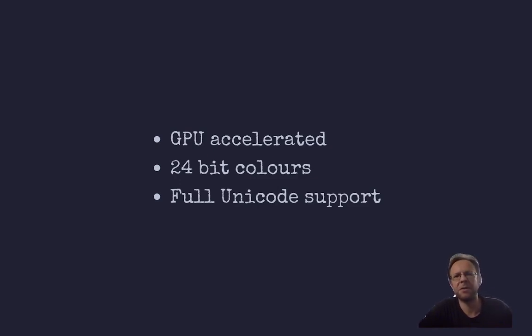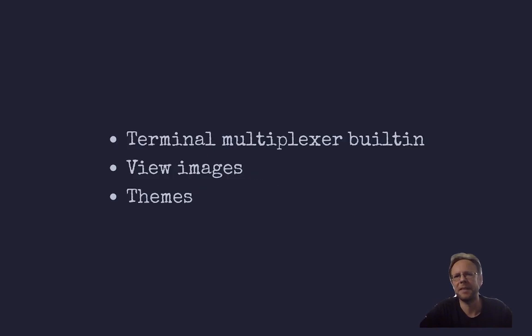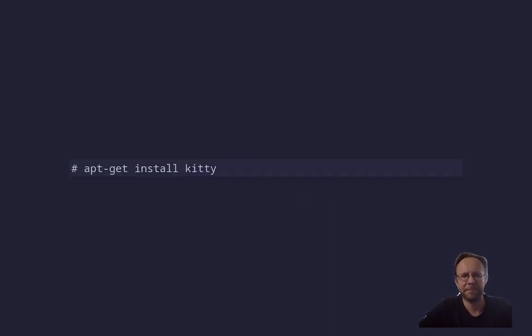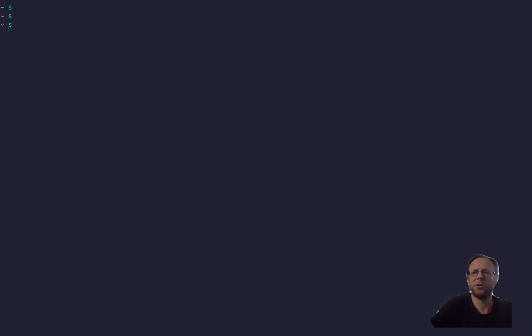And there's full Unicode support, so you have all the characters. If you want to have purple hearts in your terminal, you can get it with Kitty. It also has a terminal multiplexer built in. You can view images on the command line in Kitty, and of course it has a boatload full of themes. Right, you can install it for Linux and Mac. Let's show you what I'm talking about.